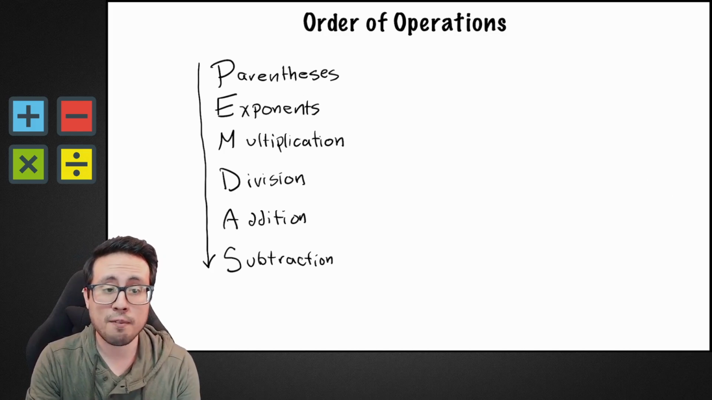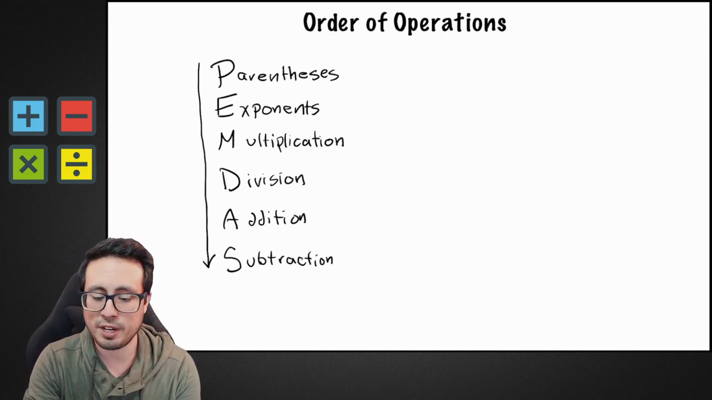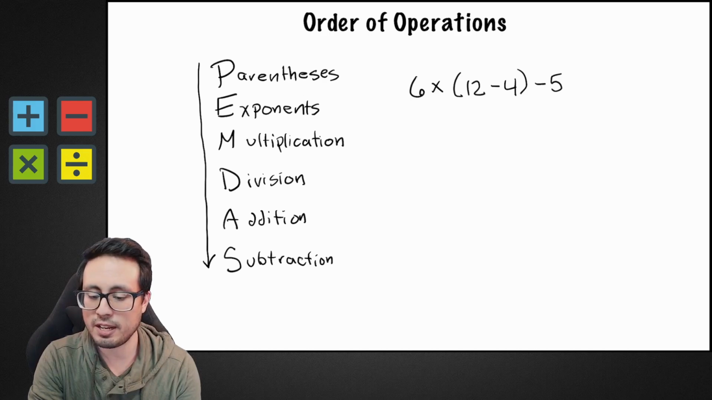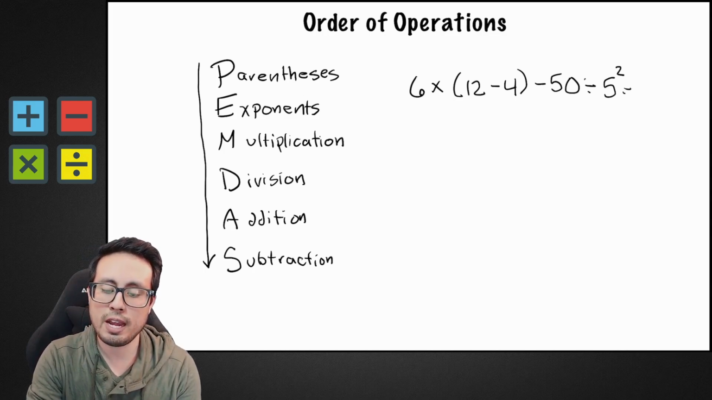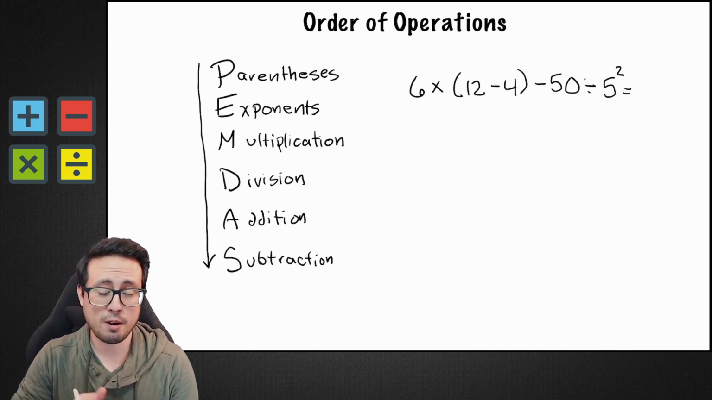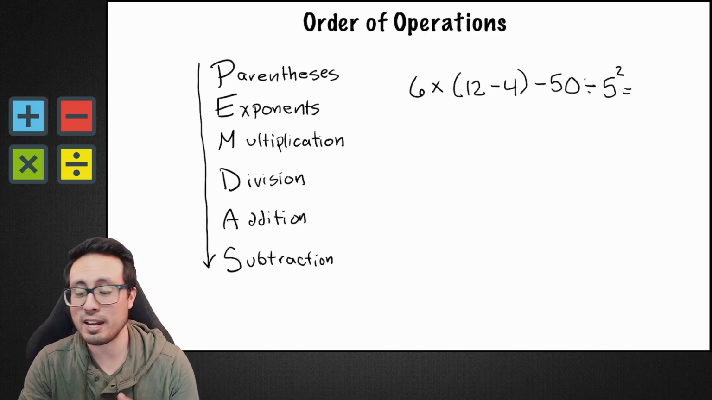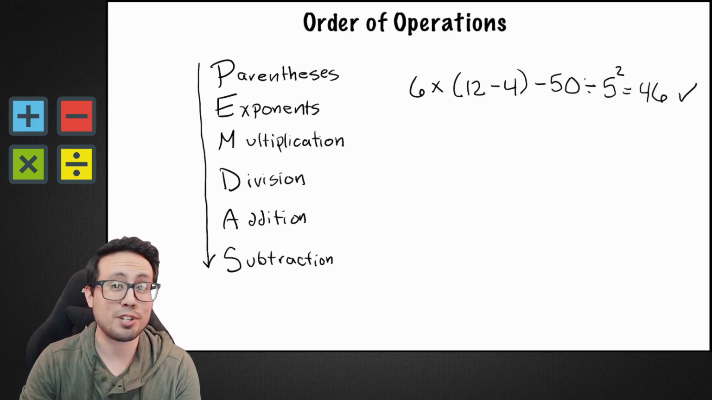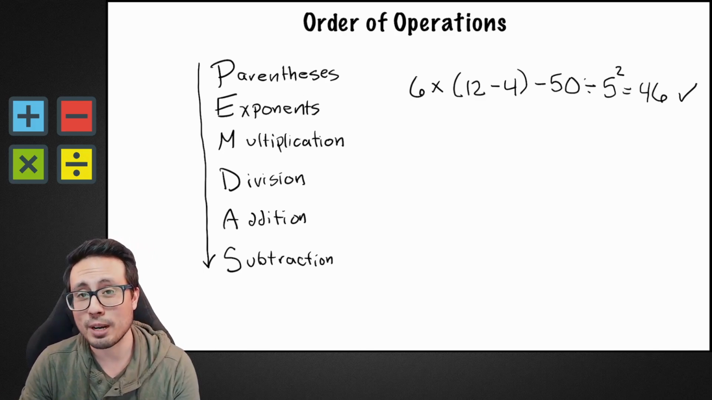Guys, and again, for this one, I want you to pause the video once I finish writing it, and then try it on your own. Then once you have an answer, unpause and see if you got it right. So the problem is going to be 6 times, parentheses 12 minus 4, minus 50 divided by 5 squared. So go ahead and do this problem. Pause it now. And welcome back. So I'm assuming at this point you've gotten an answer. Now, if you got 46, congratulations, you got it right. If you got anything different, then follow along.